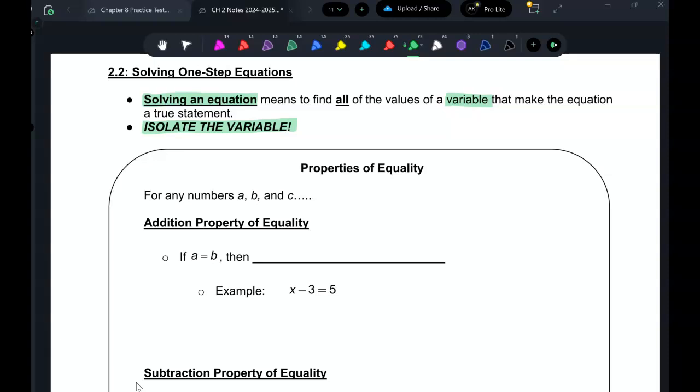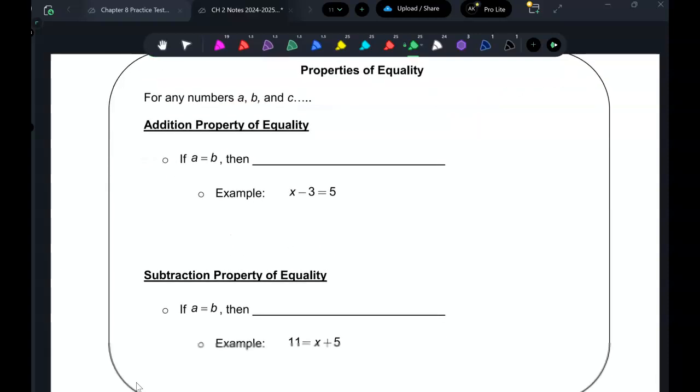Okay, so our properties of equality, we'll start with the addition property of equality. If A equals B, then A plus C equals B plus C. So if we know two things are equal to each other, this just says I can add the same thing to both sides, and the equation remains balanced.